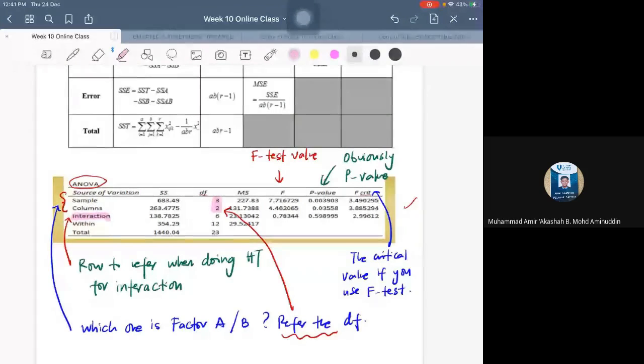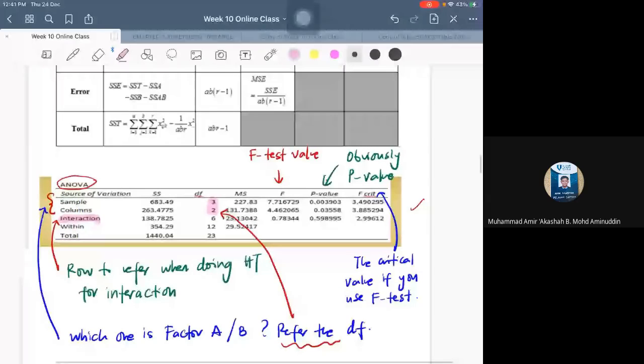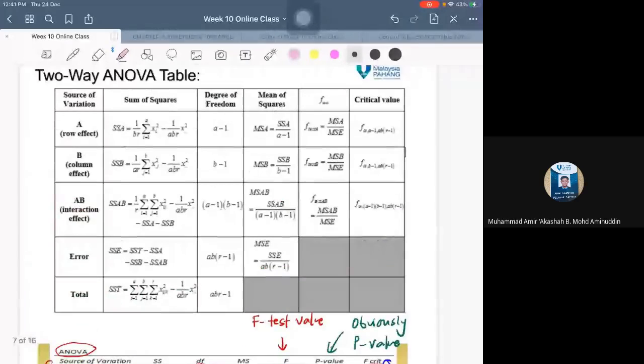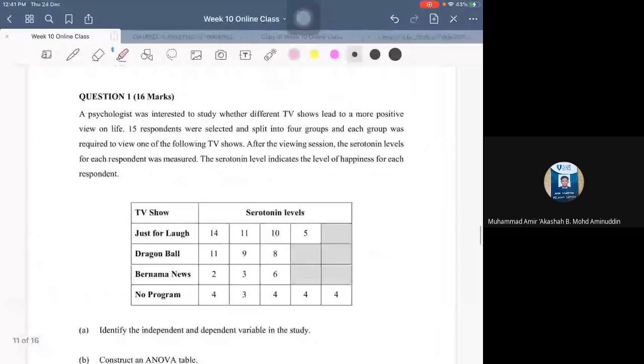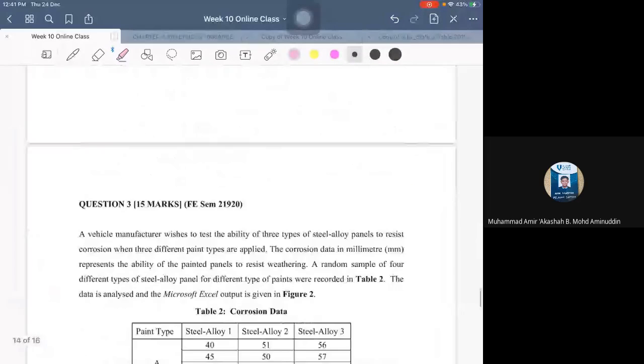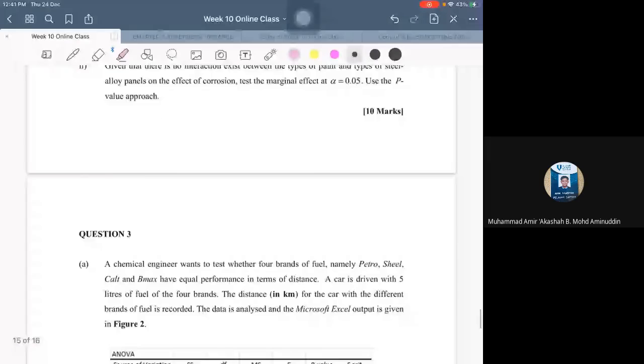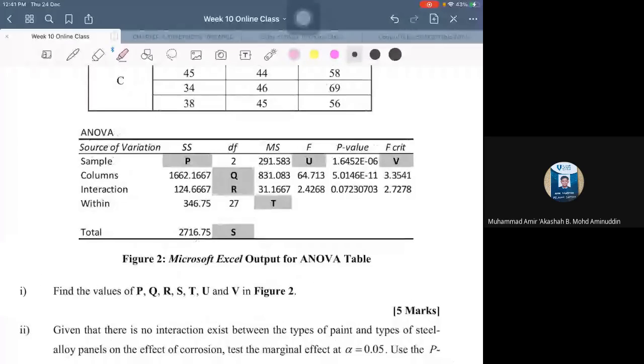Okay, but you have to know what is going to be the element in each of the table, because sometimes the question could give you something like this. So let me show you the example. This is actually a final exam question from last semester. They give you an output table from Excel, but they blanked some spaces. So they ask you what is going to be the value of P, what is the value of Q, R, S, T, U, V.